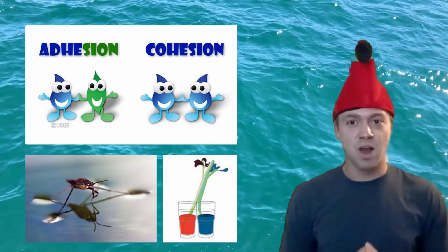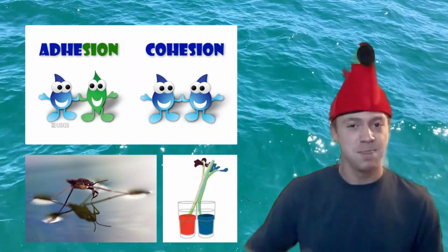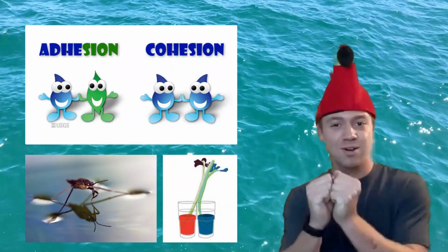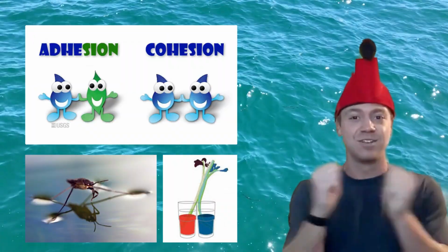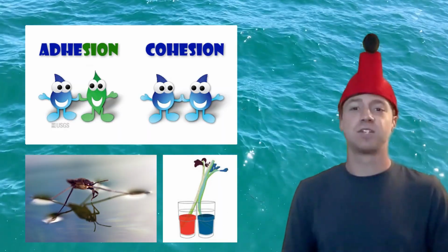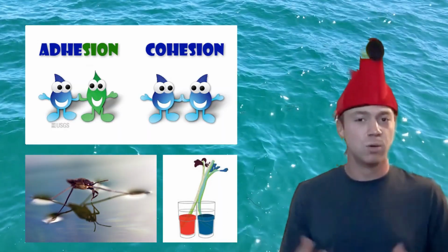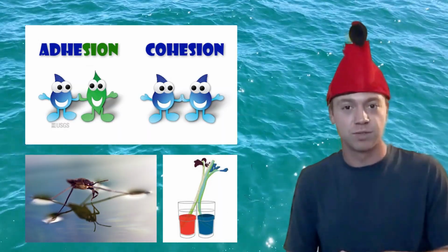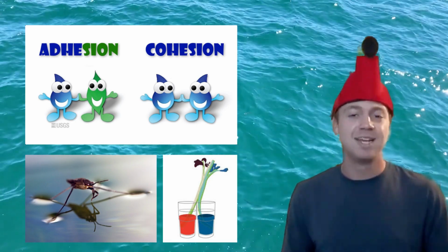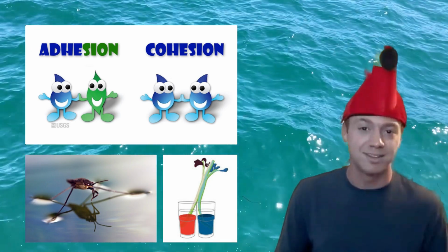There you have it. That's the properties of water in 3 minutes, okay? Cohesion is when water sticks with water. Adhesion is when water sticks to another substance. Surface tension is the strength of the top of the surface of water, which allows insects to walk on the surface of water. And capillary action is how plants transport water throughout its stem.